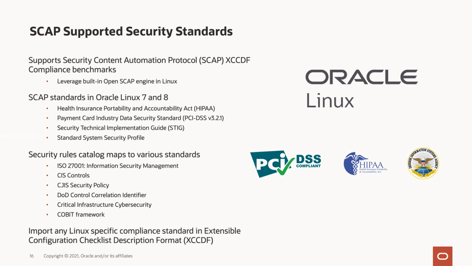Now, what is more interesting is if you look at each rule in PCI-DSS or HIPAA or other supported SCAP standards, you will find almost all of these rules are cross-referenced with rules in other standards or frameworks like ISO 27001 or CIS controls or COBIT framework or critical infrastructure cybersecurity. So a large set of these rules are exactly the same across many of these standards.